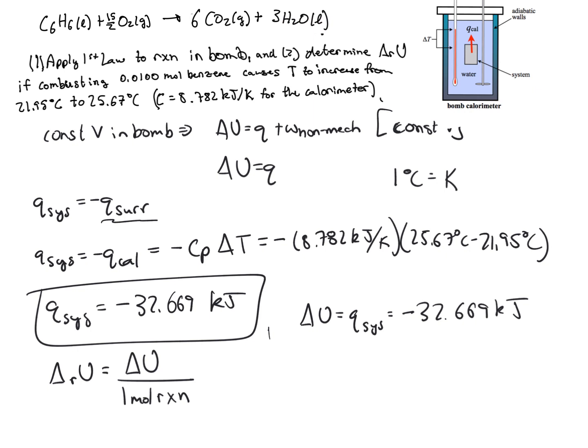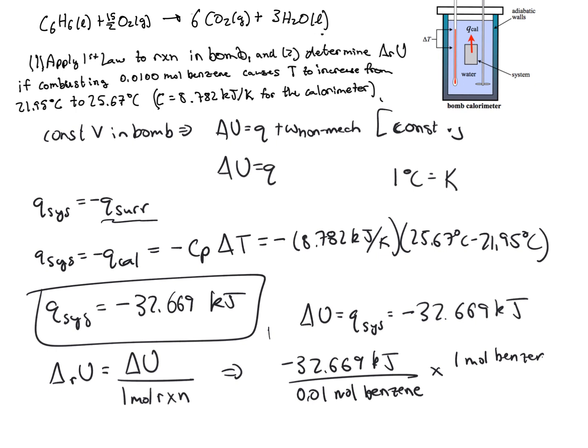So here we can say that if we take our delta U, negative 32.669 kilojoules, and divide it by 0.01 mole benzene, times basically 1 mole benzene for every 1 mole of the reaction, that will give us our overall delta U of the system here, or delta U of the reaction.